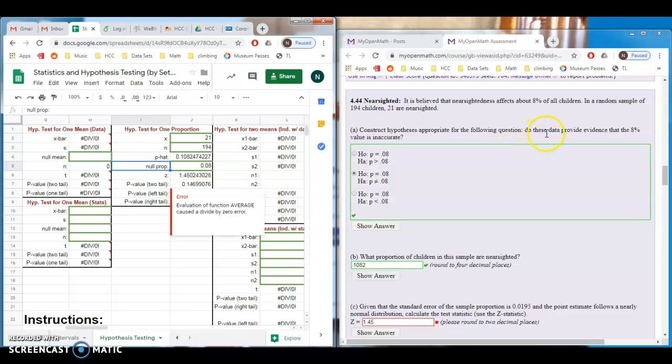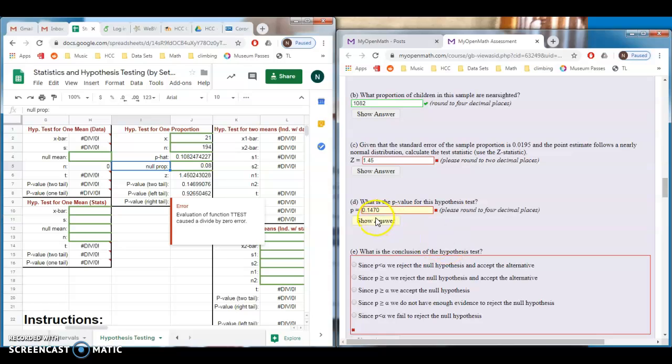So do these data provide evidence that the 8% value is incorrect? Not that the value is bigger than 8%, or that it's less than 8%, but actually that it's just not equal to. So this is the correct choice here, and this is telling us we're dealing with a two-tailed test. So we're going to use this number, 0.1470. Oh, it says 71.